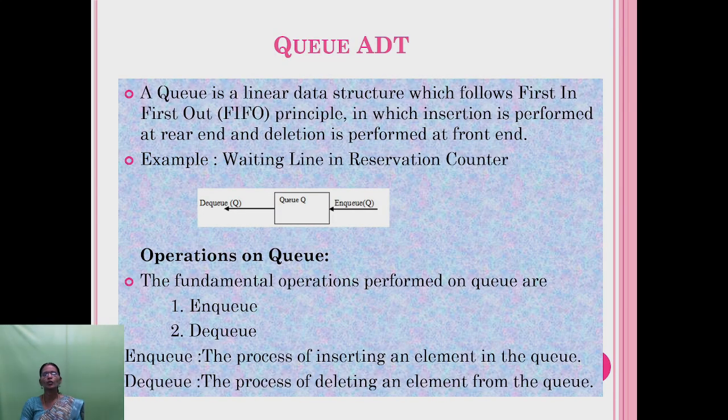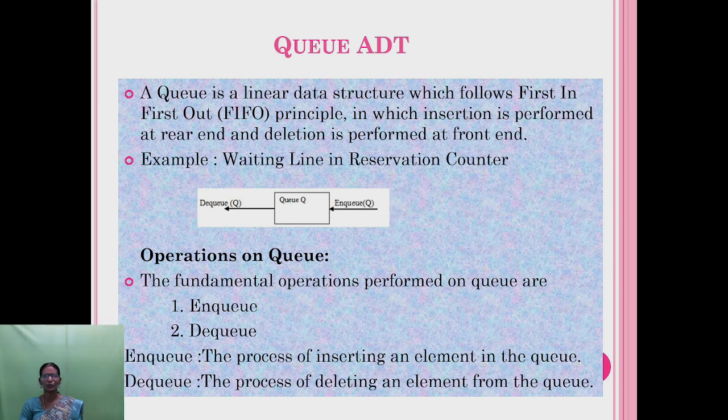Another thing is the queue ADT. The stack ADT is last in first out. The queue is first in first out. For example, if you are in a queue for taking a ticket from a reservation counter, the person who comes first can take the ticket first. This is first in first out. Queue is also one of the linear data structures. Here insertions are performed at the rear end and deletions are performed at the front end.